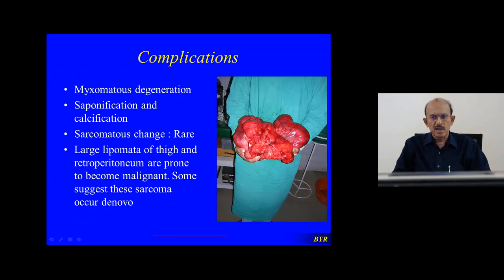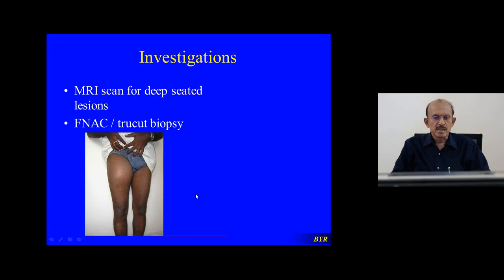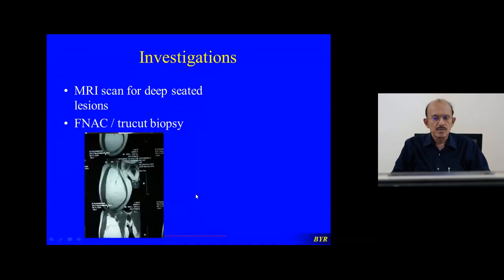You can see this is a lipoma removed from the retroperitoneal region. So usually these lipomata are sarcomatous. For deep-seated lesions, you must take an MRI scan, FNAC or true-cut biopsy. So FNAC shows these fatty masses that are there in between the muscles.